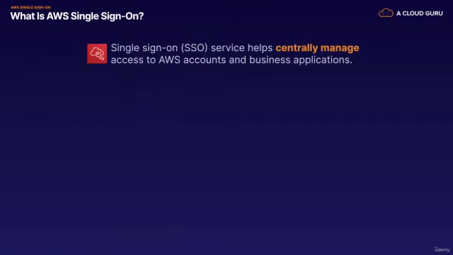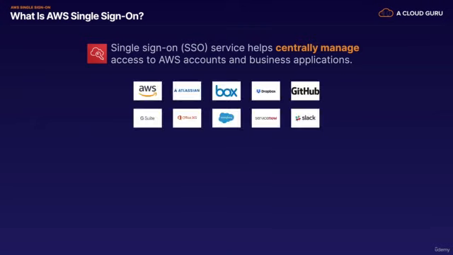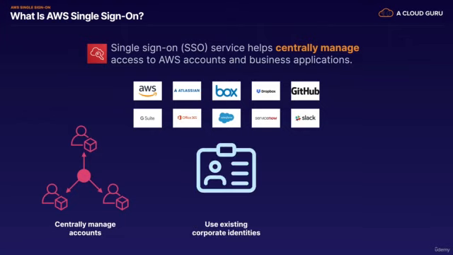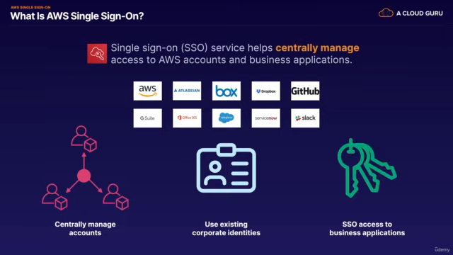Single Sign-On, or SSO, is a service that helps centrally manage access to AWS accounts and business applications. So these can be third-party applications like Office 365, Salesforce, Dropbox, GitHub, and so on. This is just a small sampling of the ever-growing list of business applications that integrate with AWS SSO. So in addition to being able to centrally manage your accounts, you can sign into AWS accounts and third-party accounts in one place using the AWS SSO portal with your existing corporate identities. With SSO, you can manage user permissions for all your AWS resources across all your accounts using AWS Organizations.